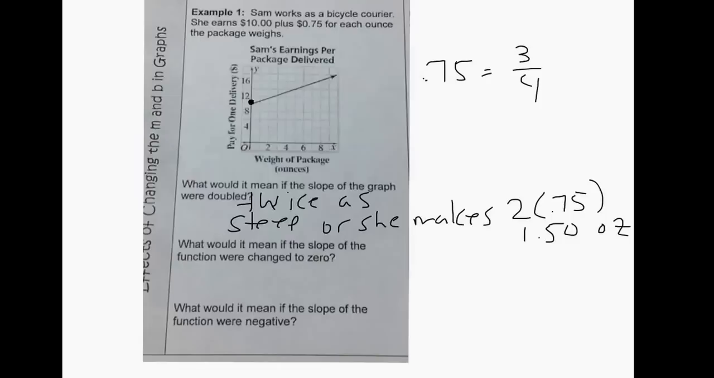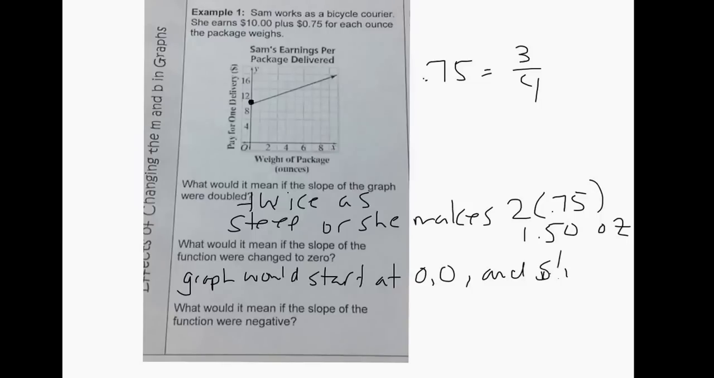Okay. What does it mean if the slope of the function were changed to 0? It means that the graph would start at 0, 0, and she only earns per ounce. So that way she doesn't make that flat $10 anymore. She starts out at $0 and only earns per ounce.